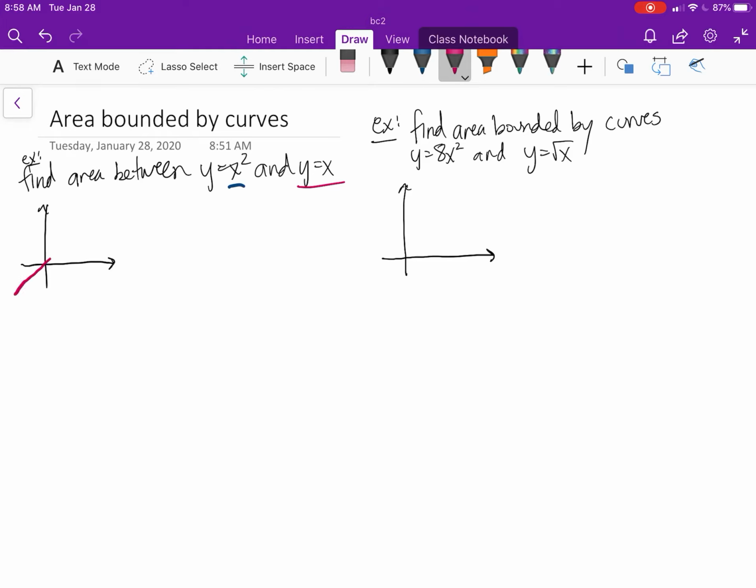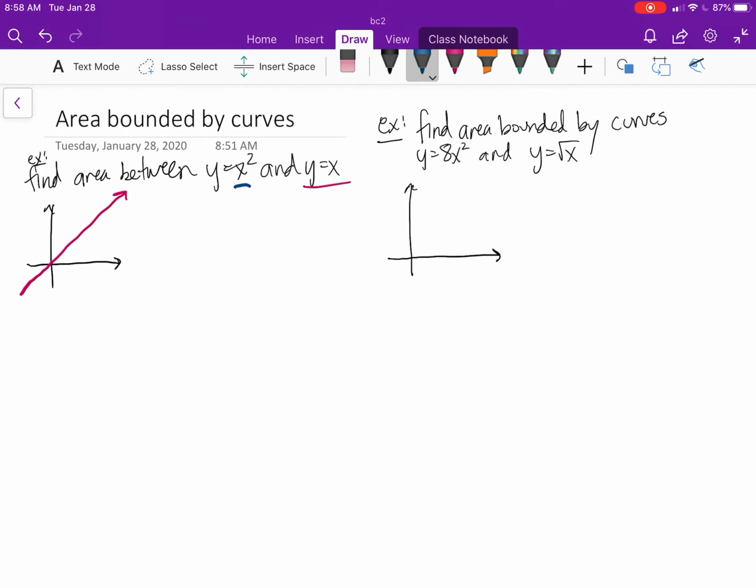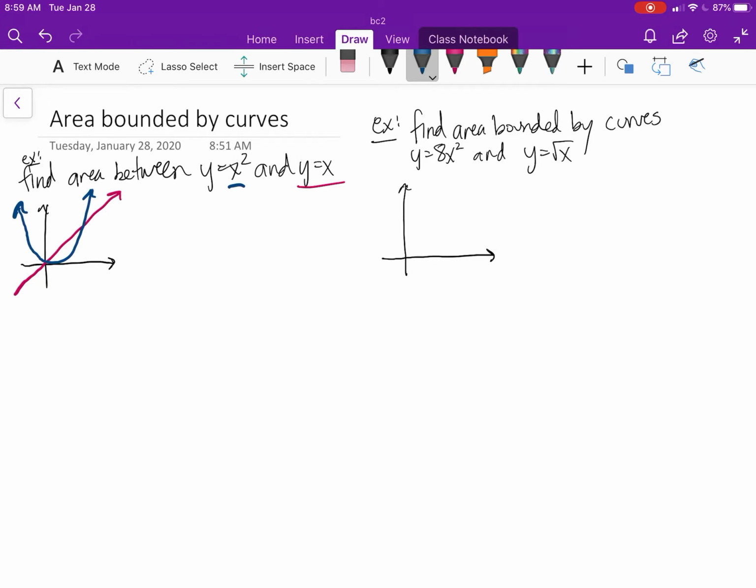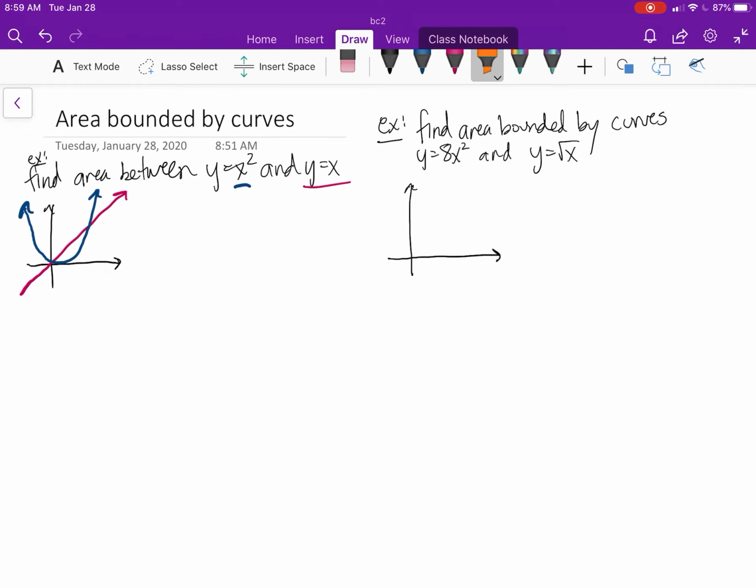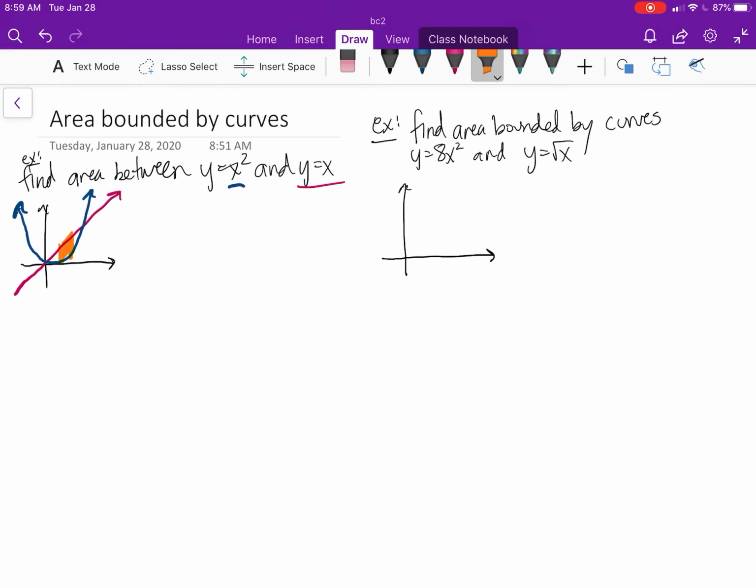Okay, y equals x is this line. Y equals x squared, we know, is a parabola. Very rough sketch, right? And what it's asking is this area between the two curves. Well, we know we set up the integral top minus bottom, and with this rough sketch I could tell that y equals x is going to be the top function, f, and y equals x squared will be the g function.